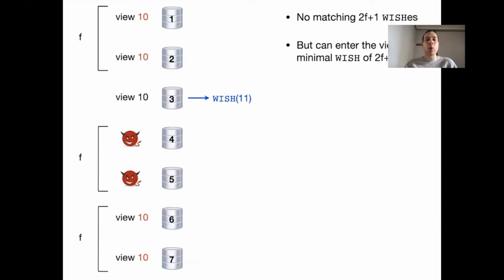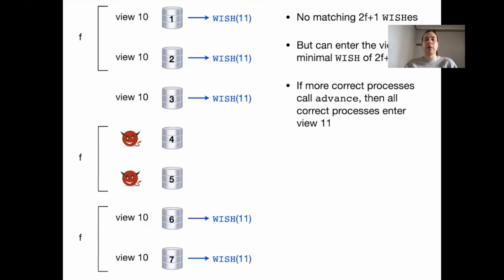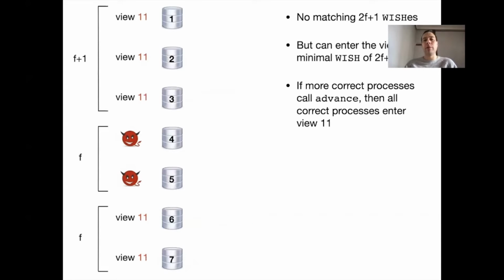And now if after a while, all the other correct processes think that they're unhappy in view 10 and they call advance, then the synchronizer will send wish 11. We'll have 5 wishes for view 11. And so everybody will converge on view 11. And so we'll get into a nice situation. Okay, so this is how our synchronizer works.